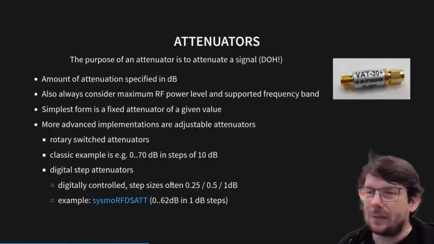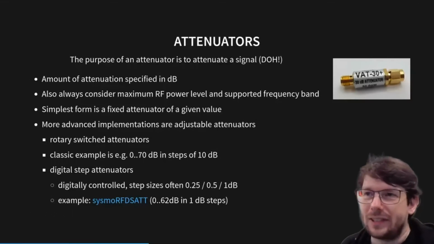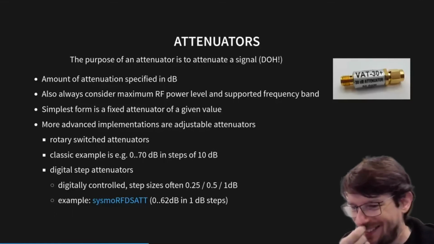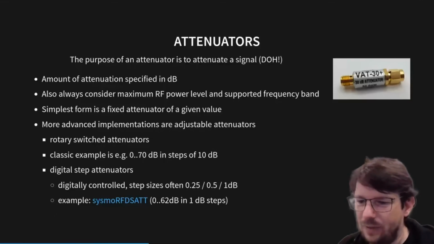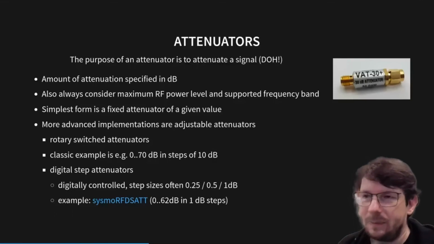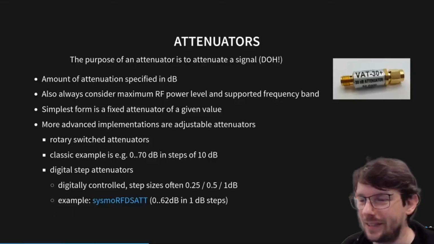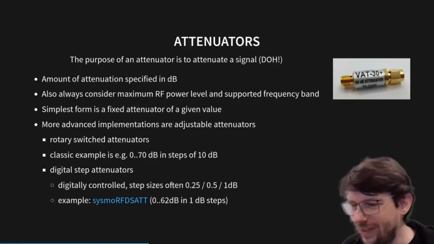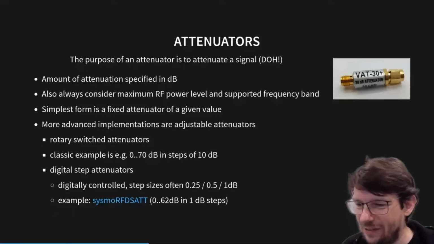So I've been talking a lot about attenuation. And how do we achieve attenuation? Well, using attenuators. And what kind of attenuators are there? Well, the simplest form is a fixed attenuator. The picture here shows a product from Mini-Circuits with 30 dB attenuation, as it states, also 50 ohms. So it's good from that point of view.